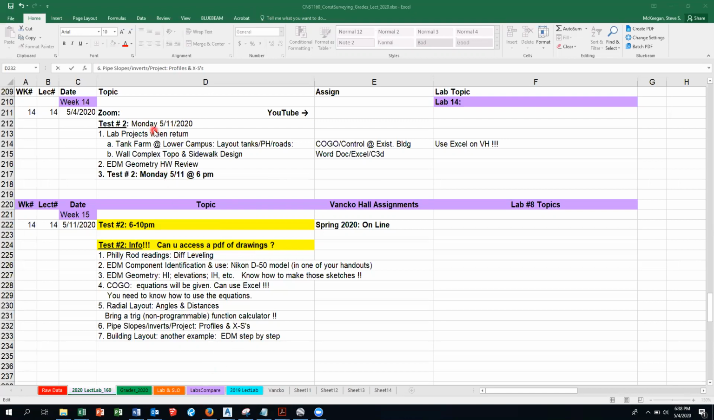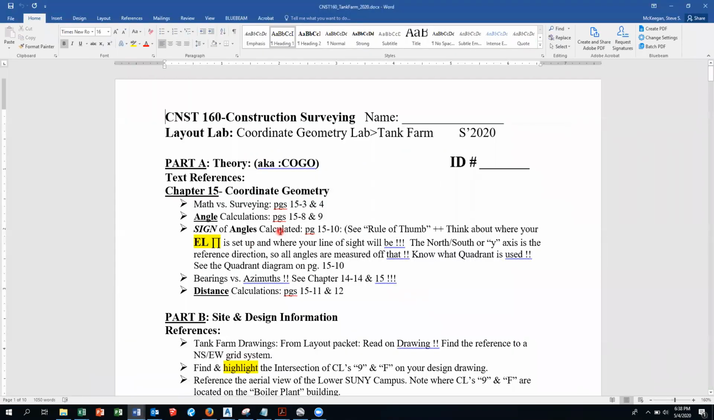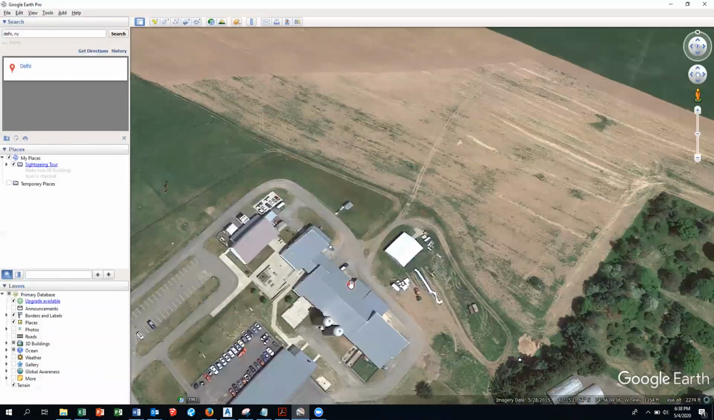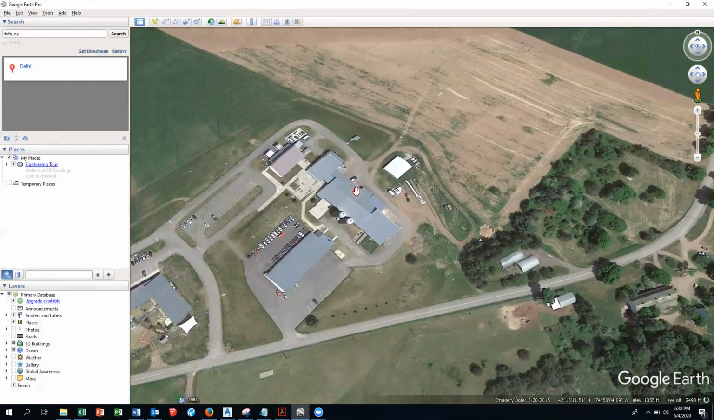Now, what projects are we going to do when we return? We're going to do a layout and coordinate geometry project, and that's going to be the tank farm. There's a section or a portion of the campus, what we call the lower campus, that really has a layout very similar to the steam plant project that I worked on in Boston.